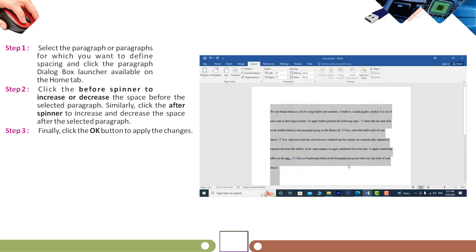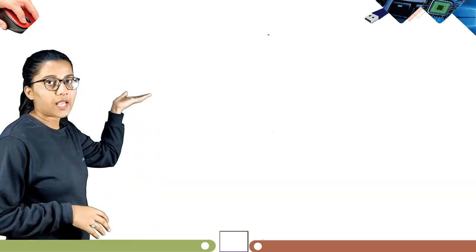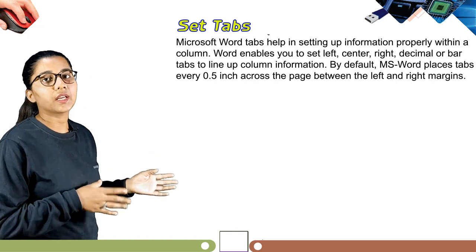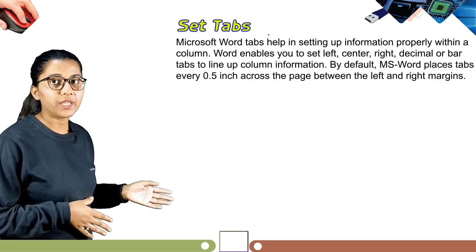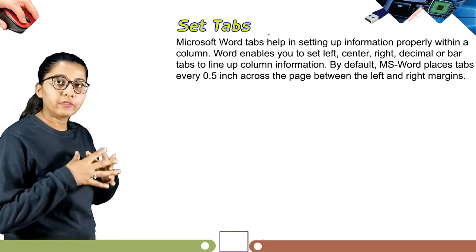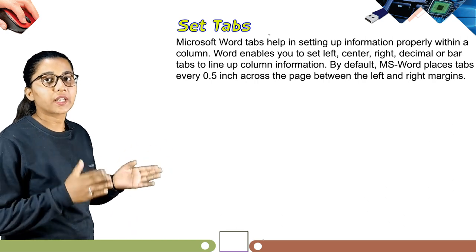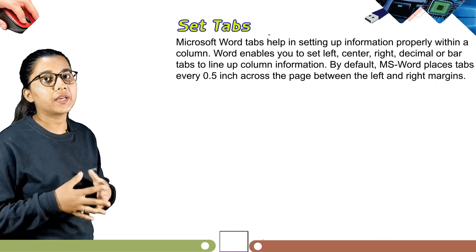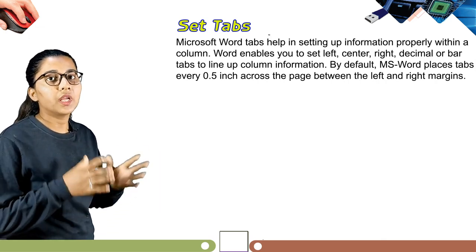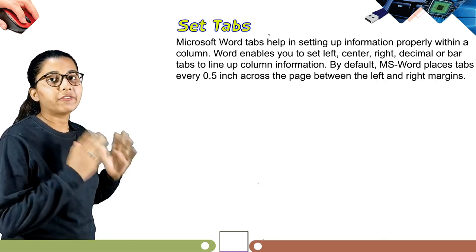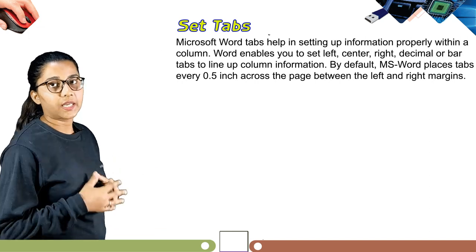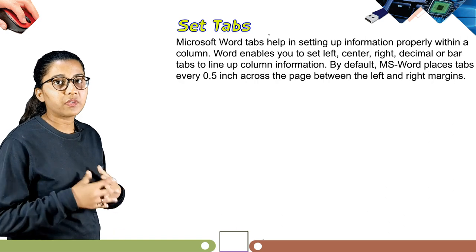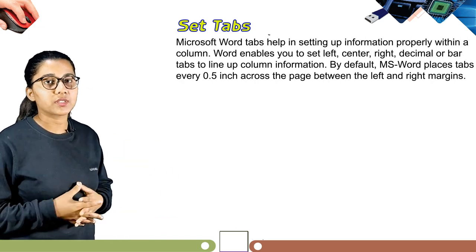Now students, our next topic is set tabs. Microsoft Word tabs help in setting up information properly within a column. Word enables you to set left, center, right, decimal or bar tabs to line up column information. By default, MS Word places tabs every 0.5 inch across the page between the left and right margins.